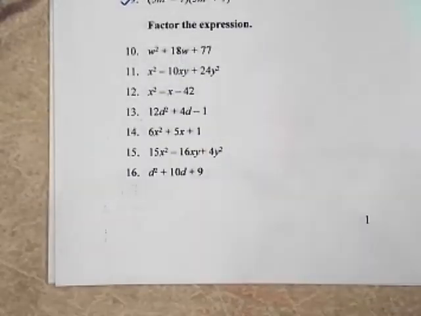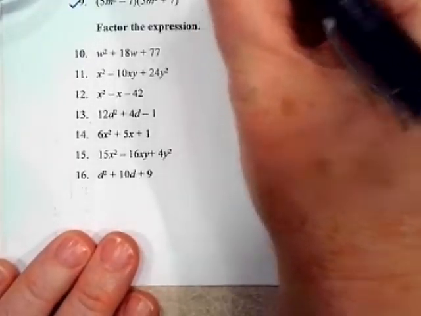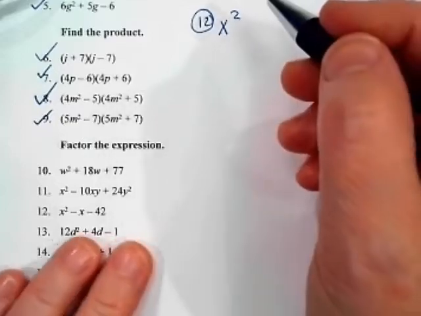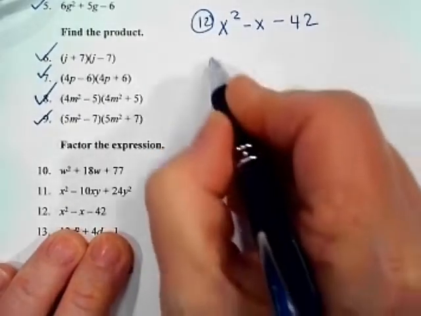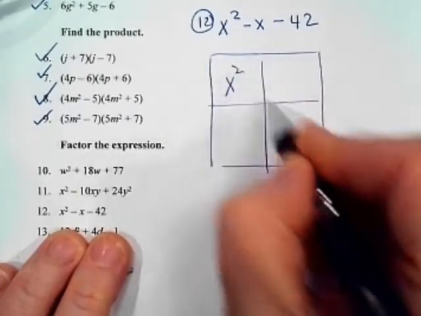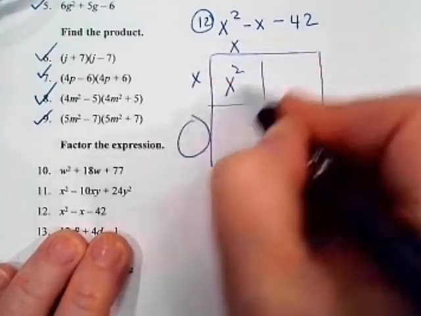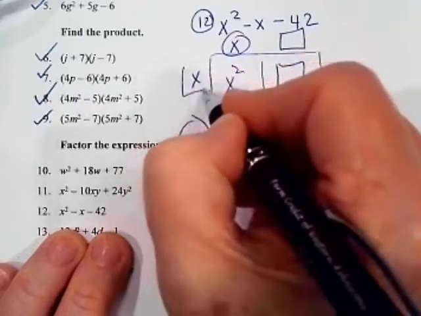Number 12, more 12 over here. It says x squared minus x minus 42. So here we go. X squared here, minus 42 here. Got x and x. Got to figure out what goes in the circle and what goes in the box.